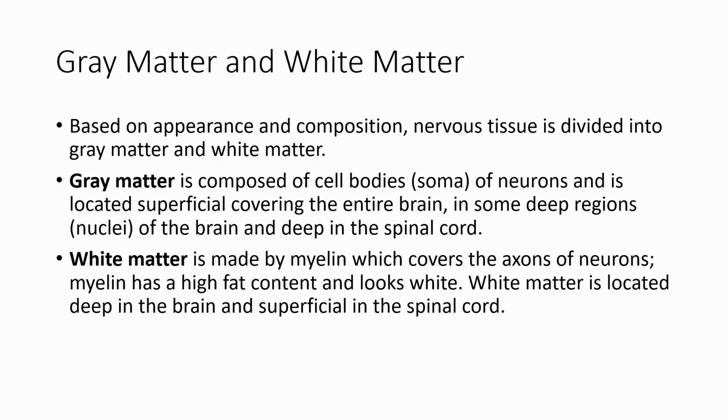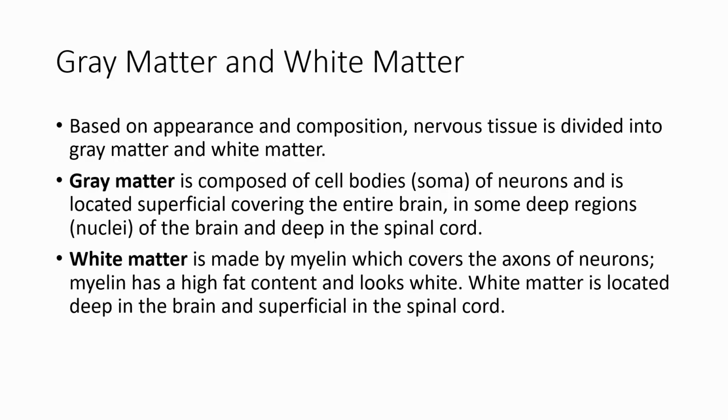So with the gray matter, we're composed of all those cell bodies of those neurons. And so this is actually a really thin layer on the entire brain. There are some areas that are deeper, and we do see it deep in the spinal cord as well. But this is where we see a bunch of those cell bodies, right?